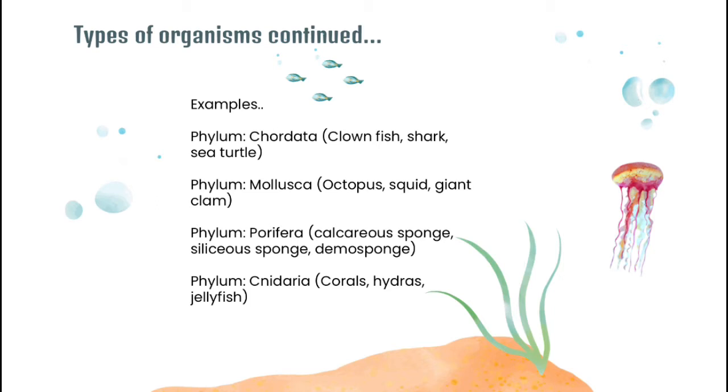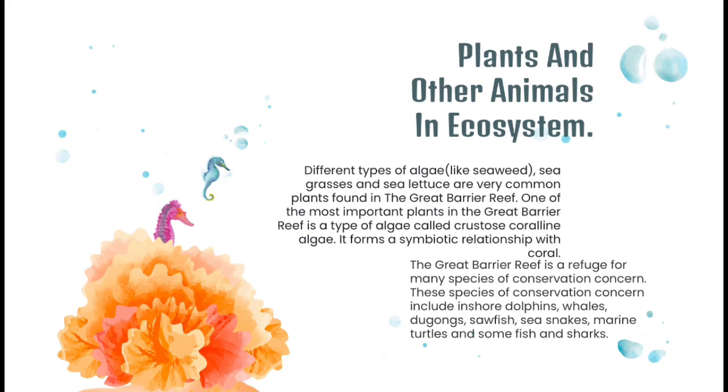Porifera, it's sponges, so it's like calcareous sponge, siliceous sponge, and demosponge. And in Cnidaria, there's corals, hydras, and jellyfish. Plants and other animals in the ecosystem.